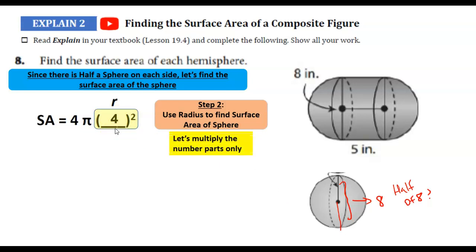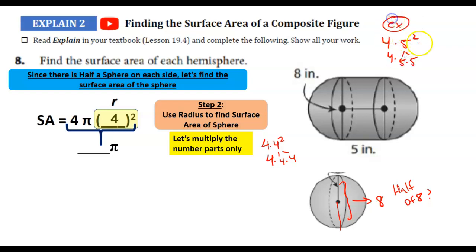So let's go ahead and work this out, multiplying the number parts only. 4 times 4 squared. Just so you know what squared means, because some students didn't know what that meant in class, 4 times 4 squared just means 4 times 4 times 4. If it was 4 times 5 squared, that would be 4 times 5 times 5. So that's just an example, so you know what squared means. All right, so hopefully that was enough time for you to figure out what that would be.